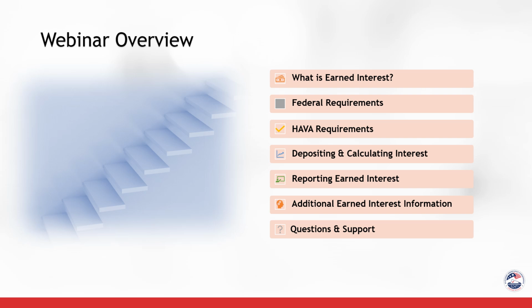Today we'll focus on what is earned interest? What are the federal requirements around earned interest? What are HAVA's requirements? How do you deposit and calculate interest? How do you report it? And what additional information on earned interest might there be? We'll address any additional questions and support at the end of the slides.